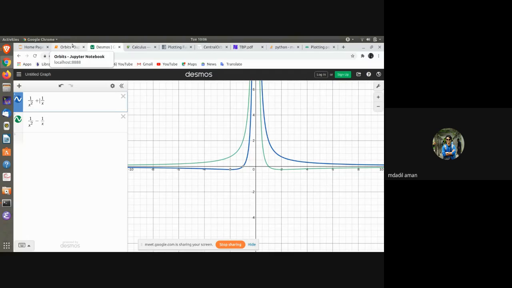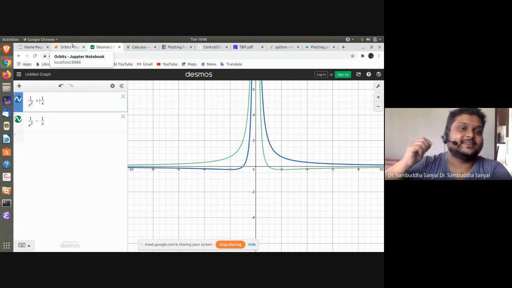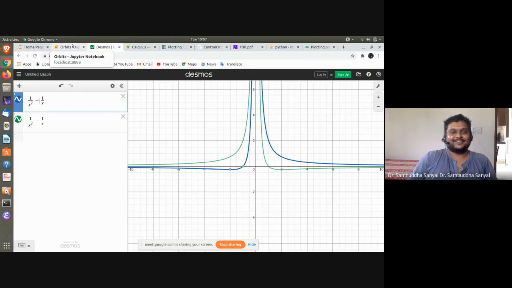In potential force, gravity, it's 1 by x. In potential, it's 1 by x. So that is what I wanted to say.